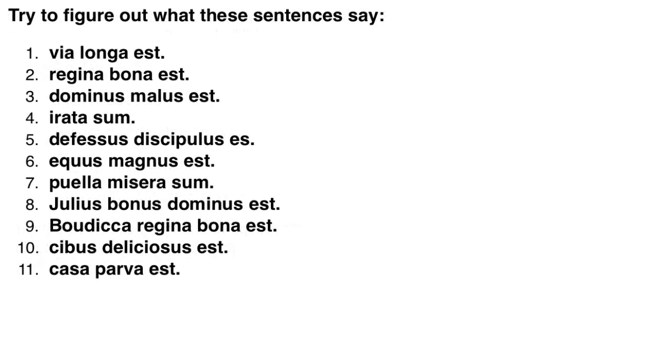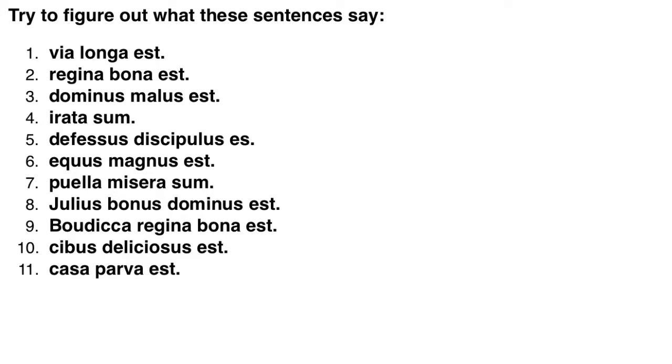Now let's look at the next 11 sentences in our lesson and see if you can attempt to translate them. If there are vocabulary words that you do not know, you will find them on the vocabulary list that is attached to this page. I will read the sentences for you. Sentence number 1. Via longa est.